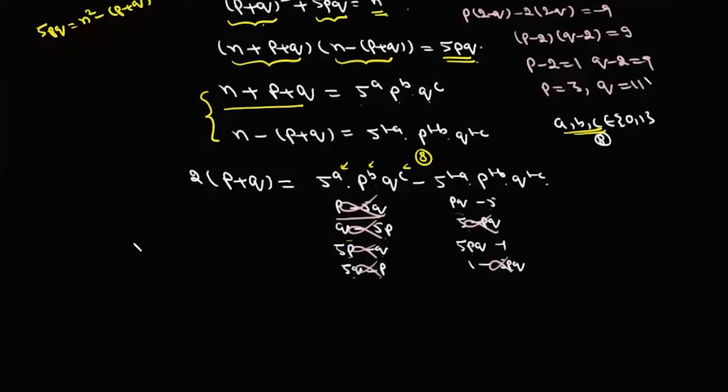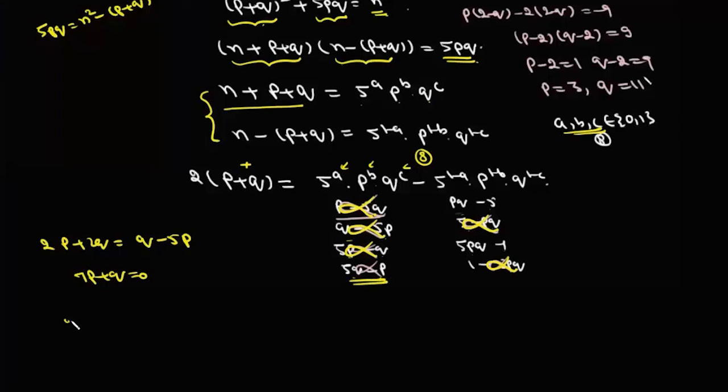Now some of the possibilities we can outrightly reject. LHS is positive. Now q is greater than p, so p minus 5q will be negative. 5 minus pq also will be negative, and 1 minus 5pq also will be negative. And if we look at this one, q minus 5p, so we can write 2p plus 2q equals q minus 5p. So from here we can write 7p plus q equals 0. Now since p and q are positive, this also is not possible.